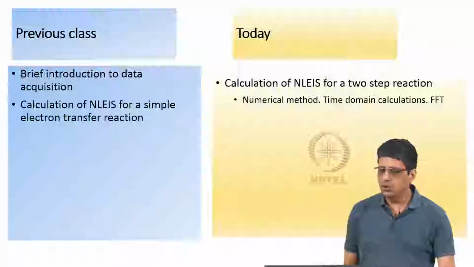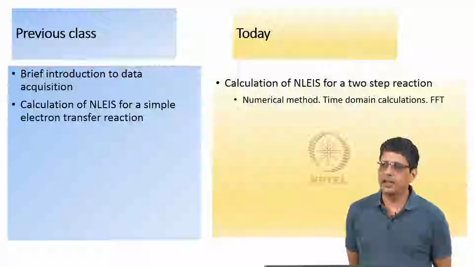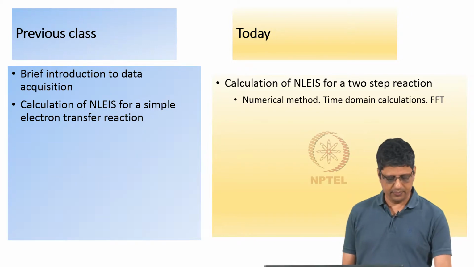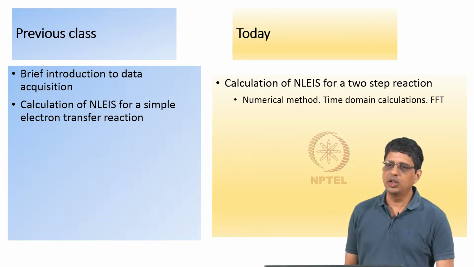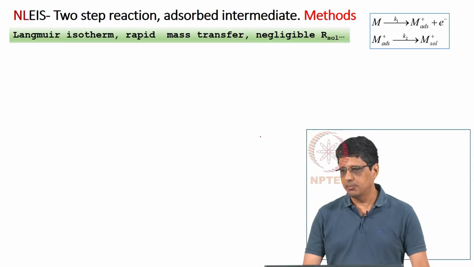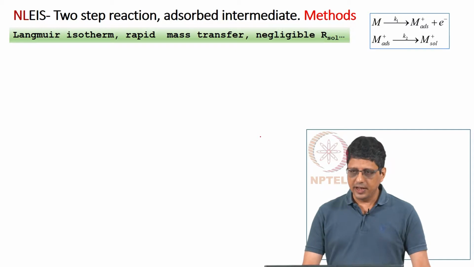Now, I want to show you how to calculate the NLEIS response for a two-step reaction with an adsorbed intermediate. I am going to illustrate with the numerical method. So, we are going to take a reaction where metal is going to dissolve into metal plus solution, but it goes via an intermediate stage. We have seen this example before.